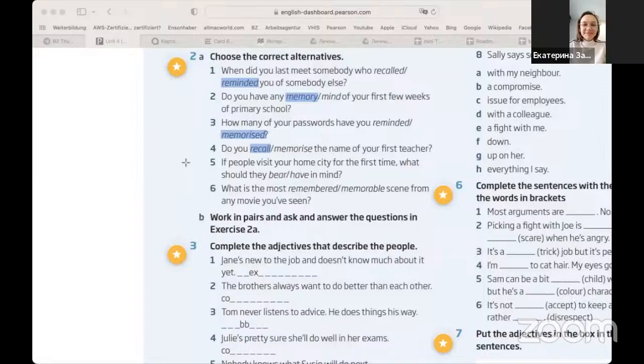Good. What about the fifth question? If people visit your home city for the first time, what should they bear in mind? Very good. So I think if people visit Kaliningrad for the first time, they should definitely bear in mind our changeable weather. You always need to have an umbrella, sunglasses, and some warm jacket with you, because the weather can change every second.